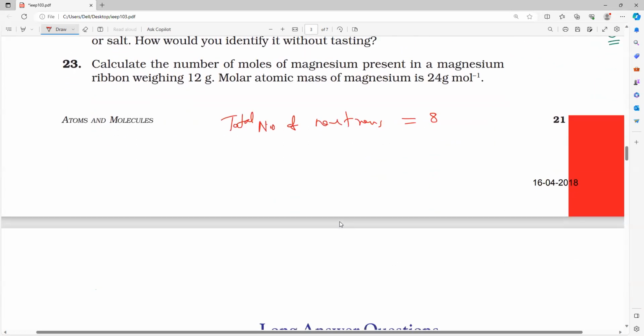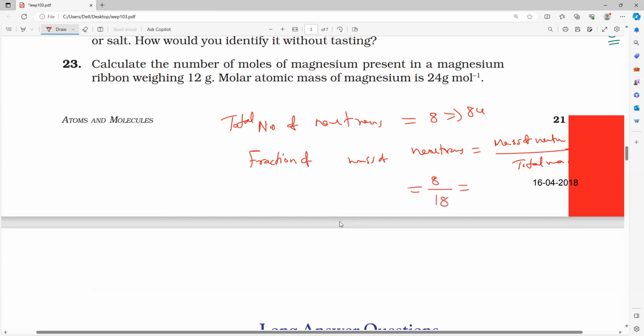Now let us take what they are asking: the fraction of mass of neutrons. The formula you write: mass of neutrons divided by total mass. The mass of neutrons is 8 U, total mass is 18 U. So 8 divided by 18, 2 fours are 8, 2 nines are 18. So the fraction is 4 by 9.